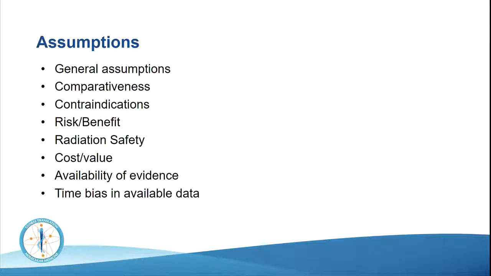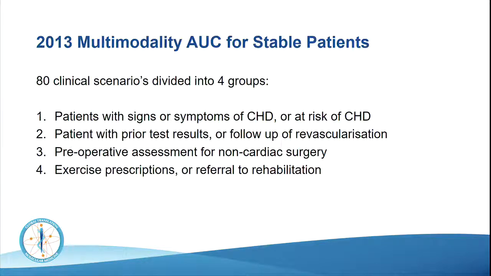There were many assumptions made. The general assumptions were that all patients could undergo all tests and tests were not compared. Contraindications were not considered, for example, renal dysfunction. The risks, the benefits, radiation safety, cost and value were not considered to systematically downgrade or upgrade one test over another. So these are considerations that should be applied at the bedside when referring patients for these investigations.